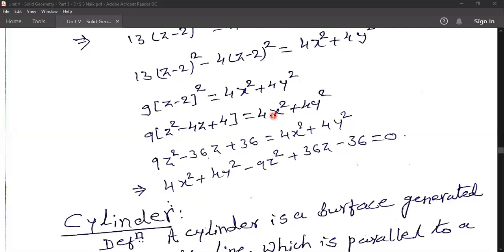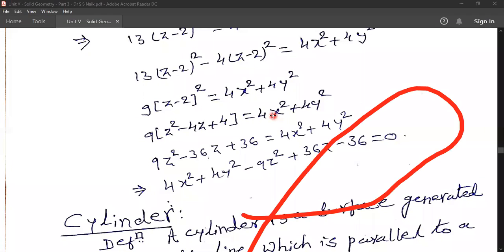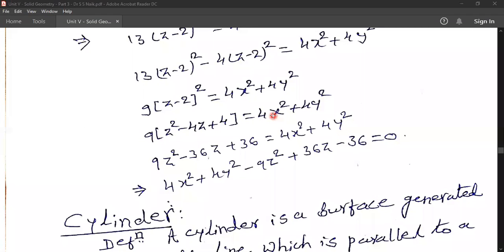Then we'll go to the cylinder and then we'll define the right circular cylinder, and then we'll go for some of the problems on the right circular cylinder.